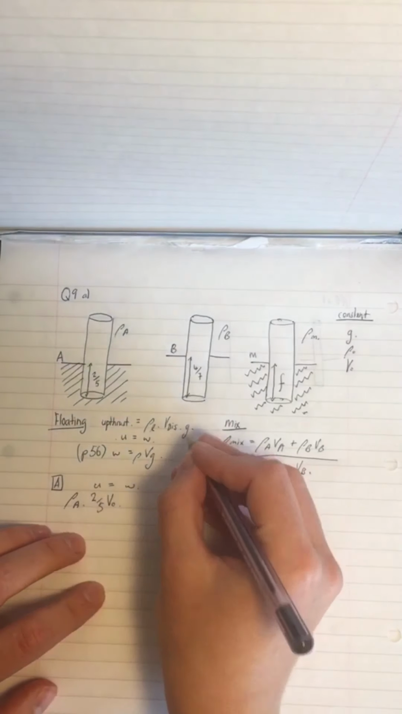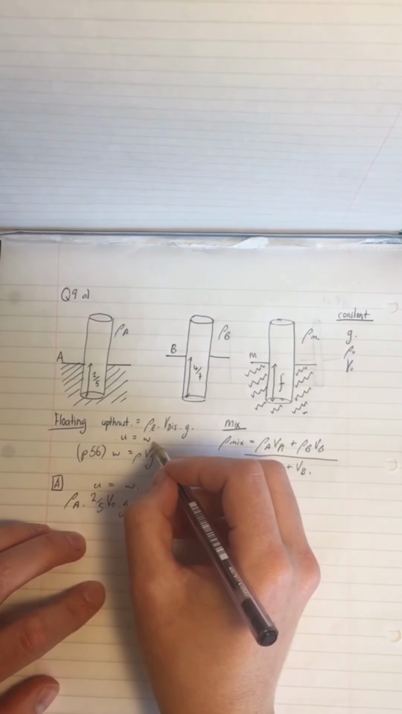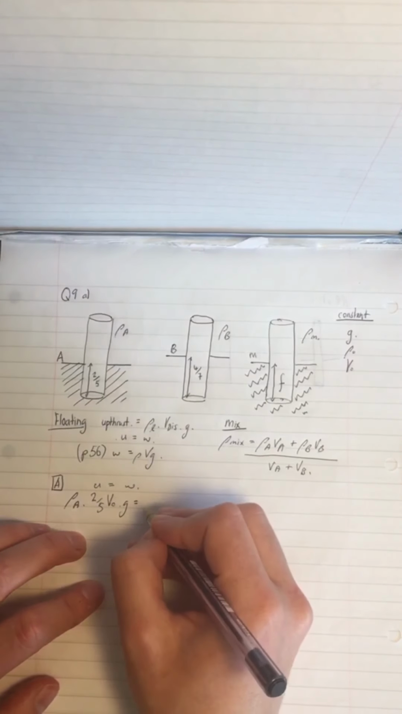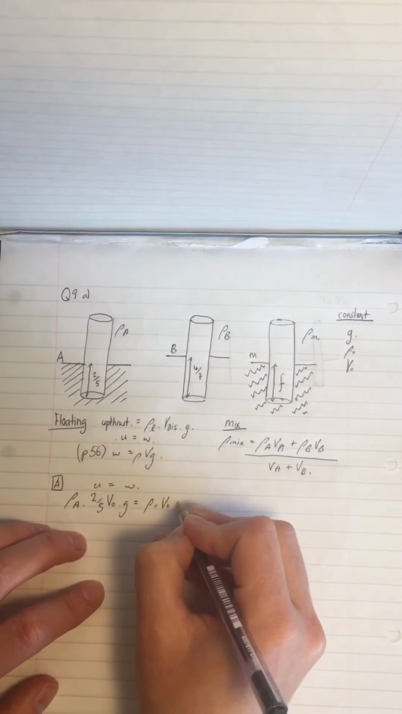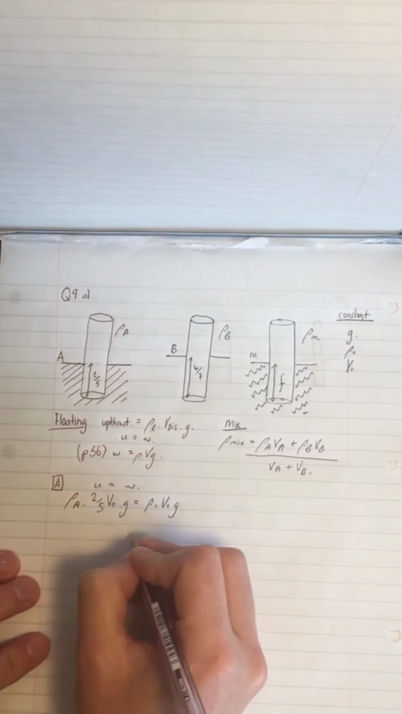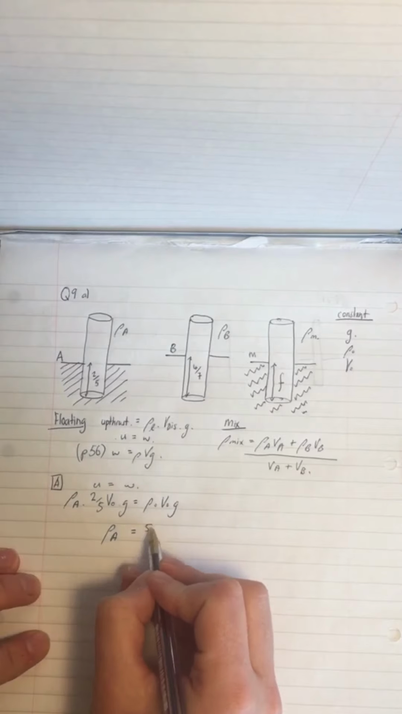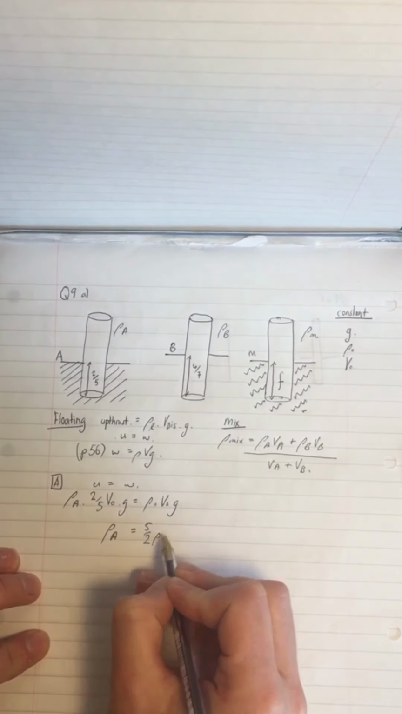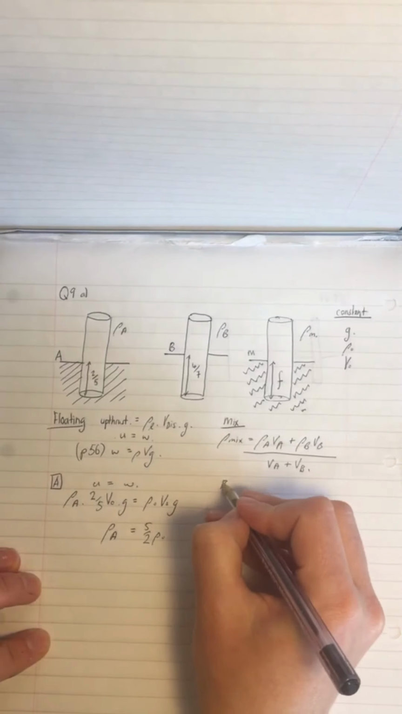And of course, they're all multiplied by g. So that's all equal to our weight of the object, which we said was density O, volume O, multiplied by gravity. So I equate that, and what I got was that density A is equal to 5/2 density O, because these all cancel out. Okay, so that's that.